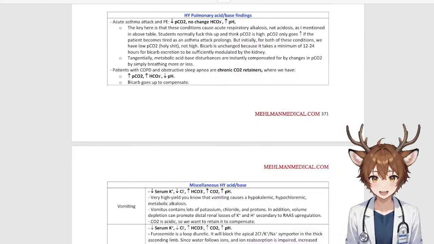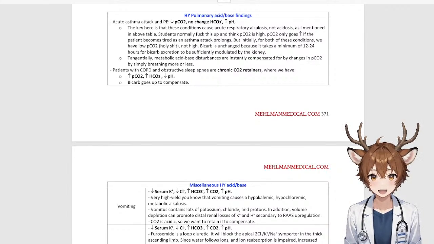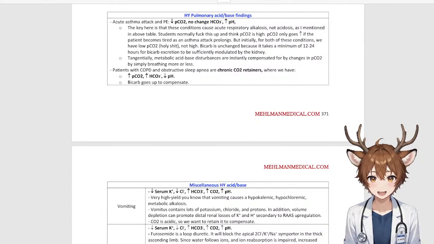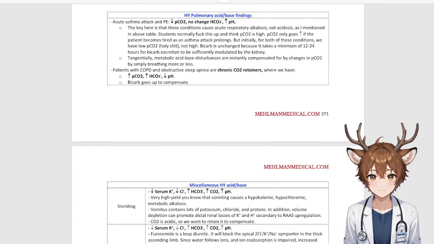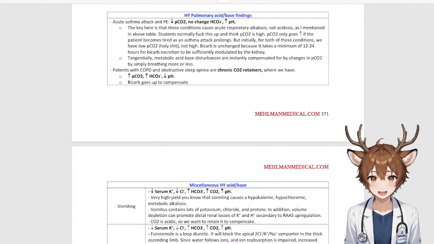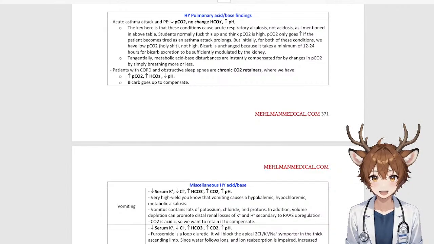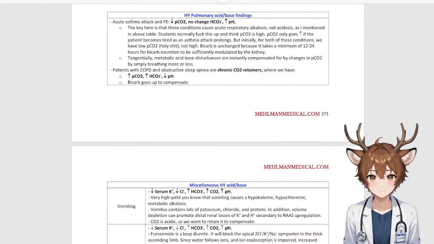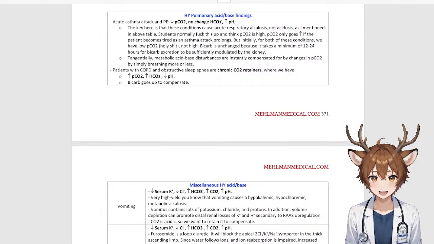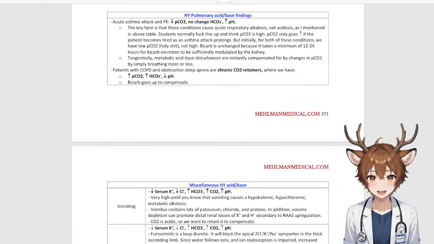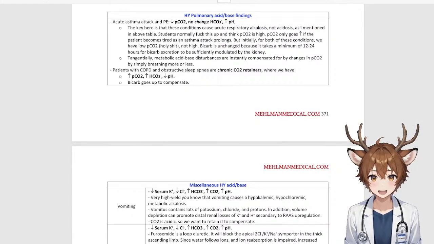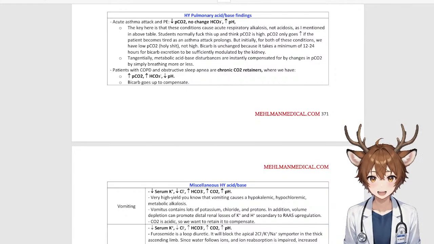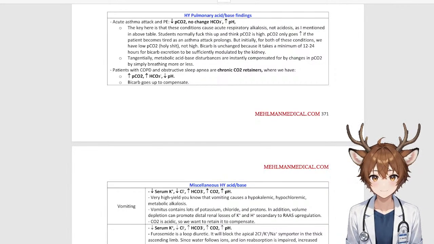Bicarb is unchanged because it takes a minimum of 12 to 24 hours for bicarb excretion to be sufficiently modulated by the kidney. Tangentially, metabolic acid-base disturbances are instantly compensated for by changes in PCO2 by simply breathing more or less. Patients with COPD and obstructive sleep apnea are chronic CO2 retainers, where we have an elevated PCO2, elevated bicarb, decreased pH; bicarb goes up to compensate.